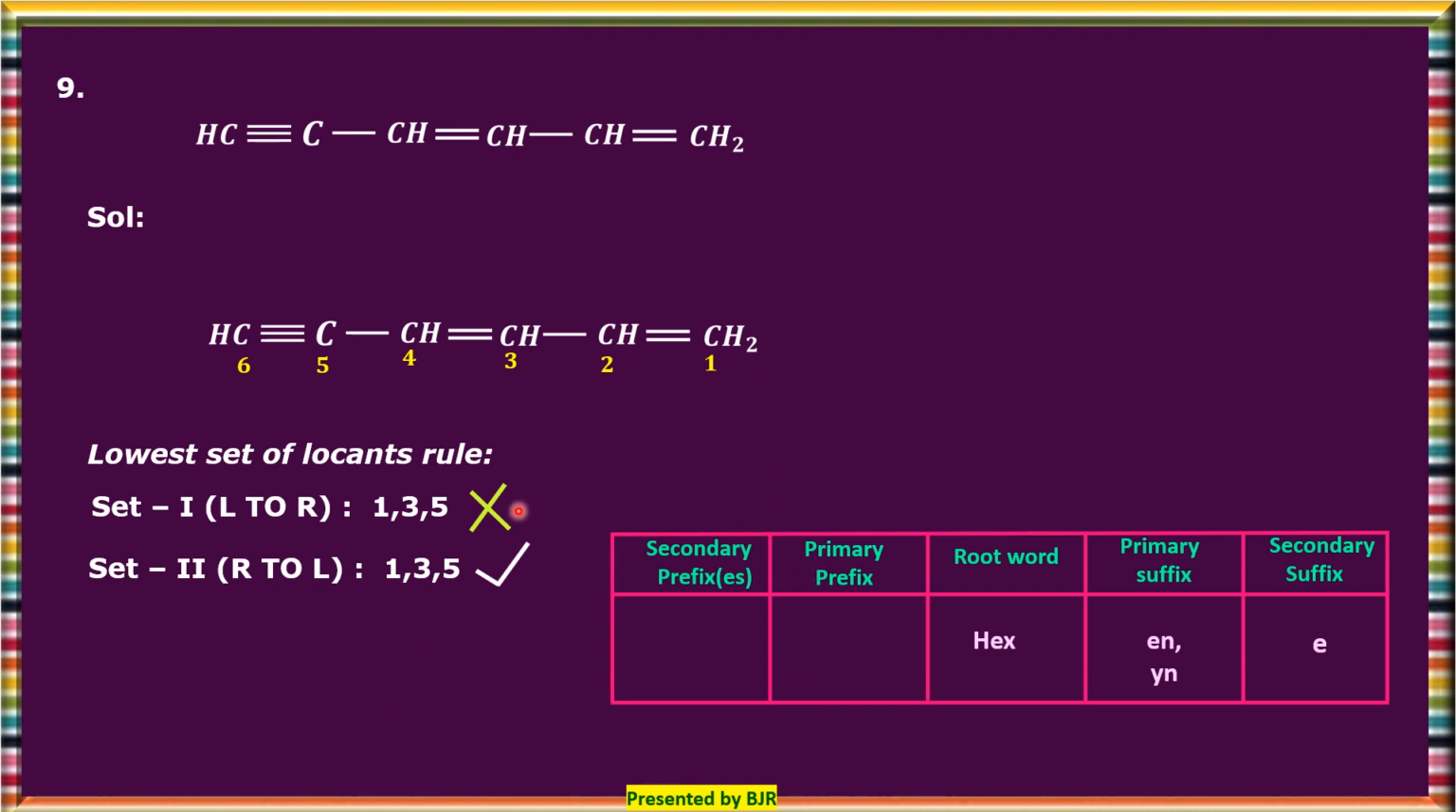Okay, so here two double bonds are there. For that reason it is hexa 1, 3 diene 5 yne. Hexa 1, 3 diene 5 yne. Here I dropped E from ene because it is followed by the suffix beginning with Y.